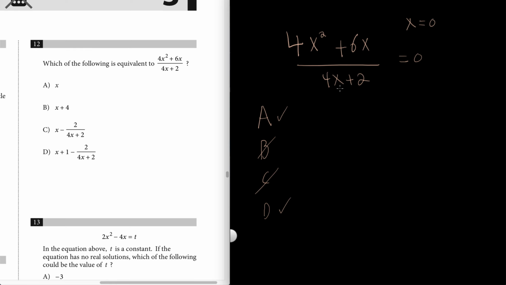So let's check one more point. If I plug in x equals 1, I think 1 is a good point to check. On top, I get 1 squared times 4, which is 4, plus 6 times 1, which is 6. That's 10 over 6, which is 5/3. So for A, if I plug in 1, I get 1. 5/3 is not 1, so the answer is not A, so the answer is D.